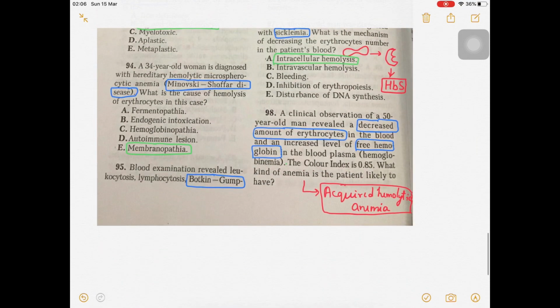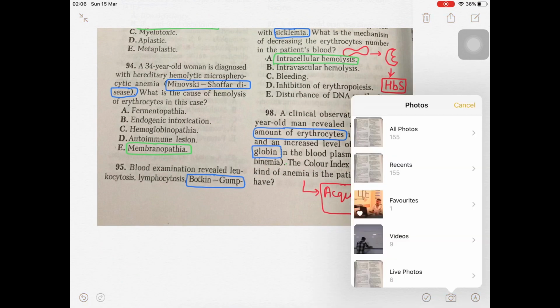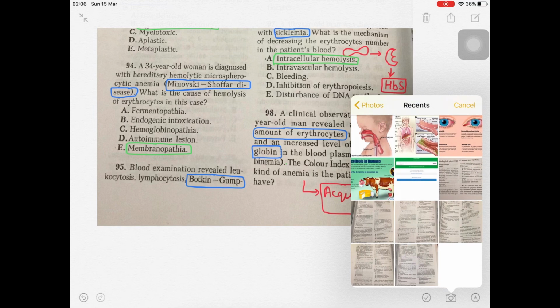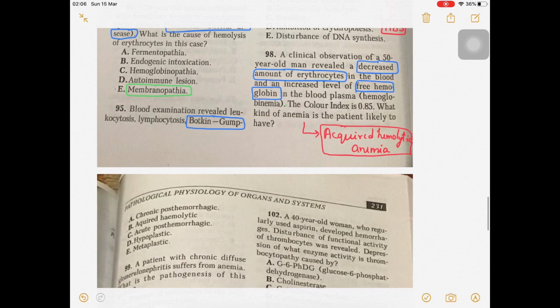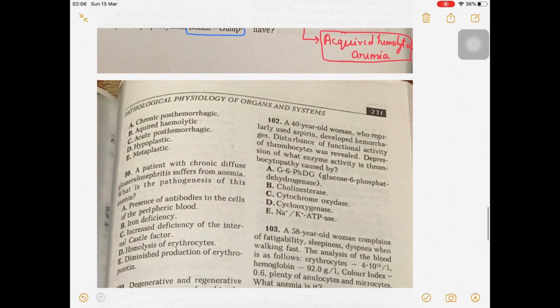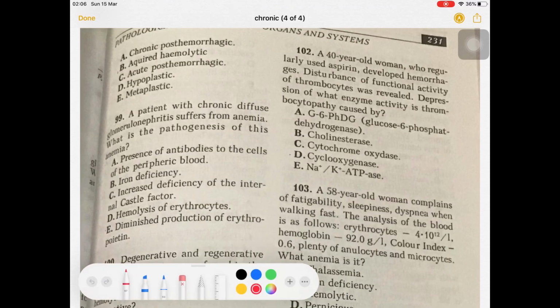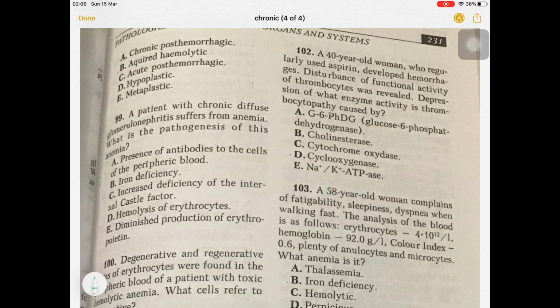Let me add one more image over here, and it will make more sense then. Yeah, this one. So look at this one. Question 98, so what can be the answer? That will be acquired hemolytic anemia.